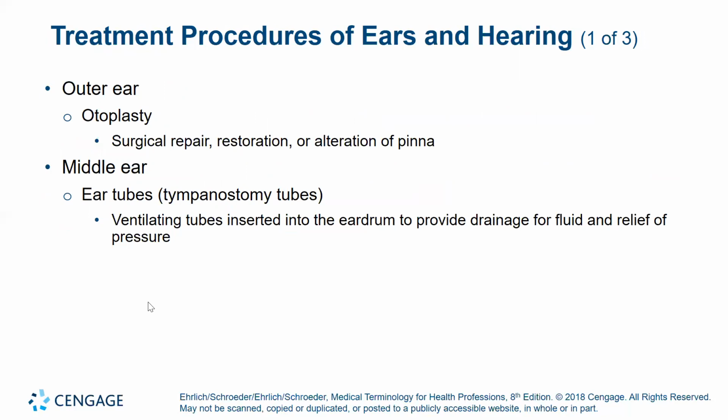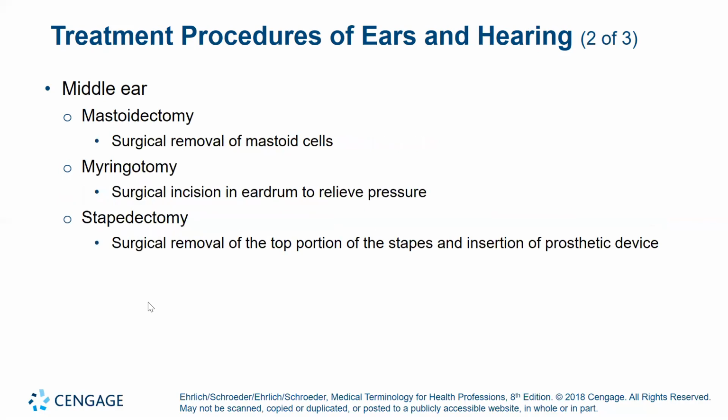Next, we have the otoplasties, just surgical repair of the ear. Middle ear, these are your ear tubes. It's ventilating tubes inserted into the eardrum. This is to provide drainage for fluid and relief of pressure. We have mastoidectomy, surgical removal of mastoid cells. We have the myringotomy, surgical incision of the eardrum. That is just to relieve pressure.